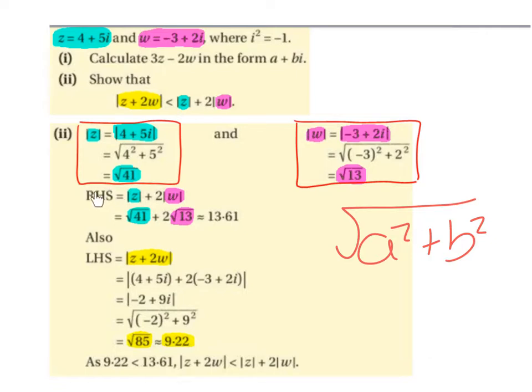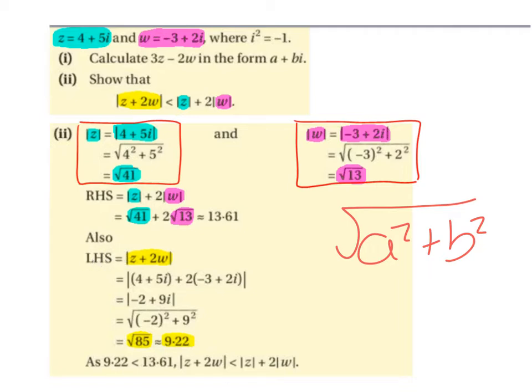So the right hand side is the modulus of z plus 2 times the modulus of w. So the modulus of z we got to be root 41. The modulus of w we got to be root 13. So that's going to be 2 times root 13. And then adding, we get approximately 13.61.